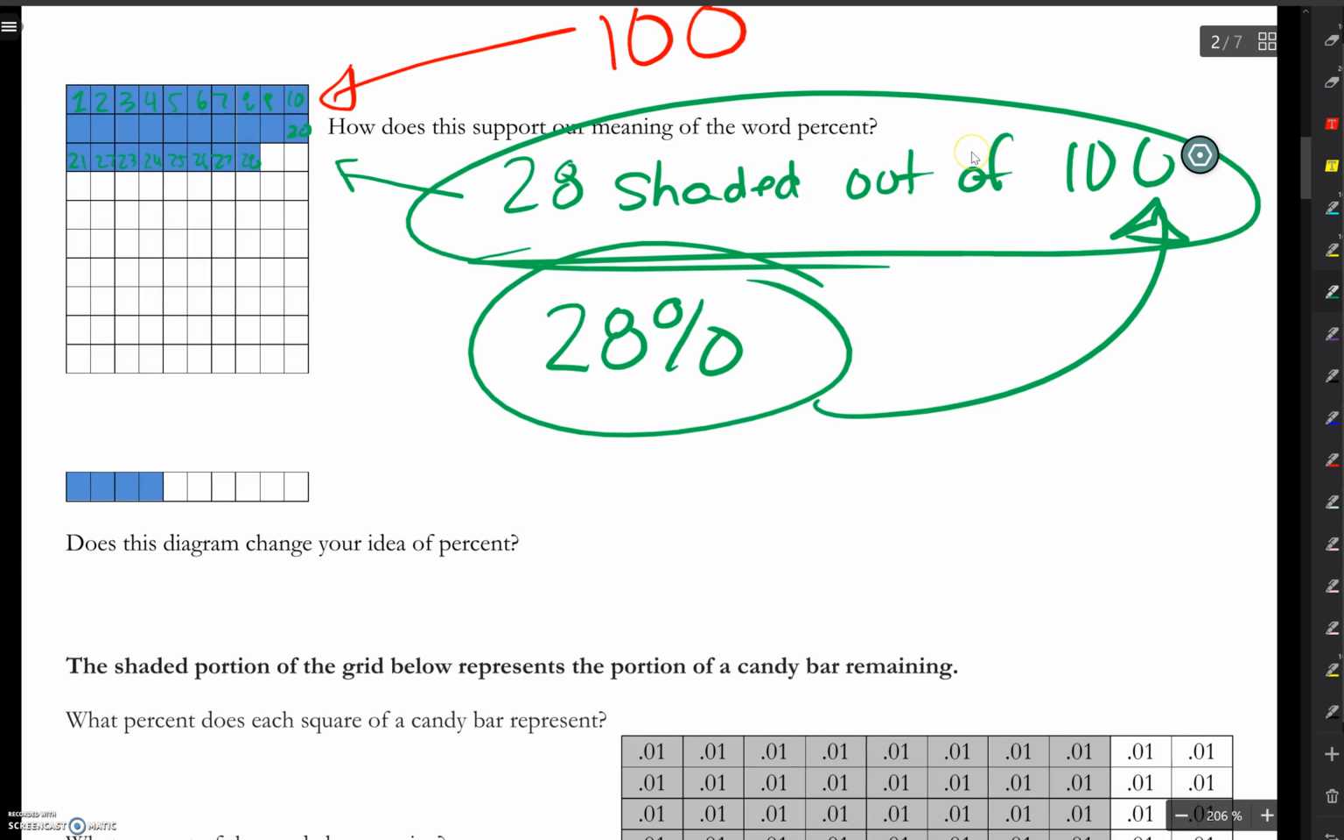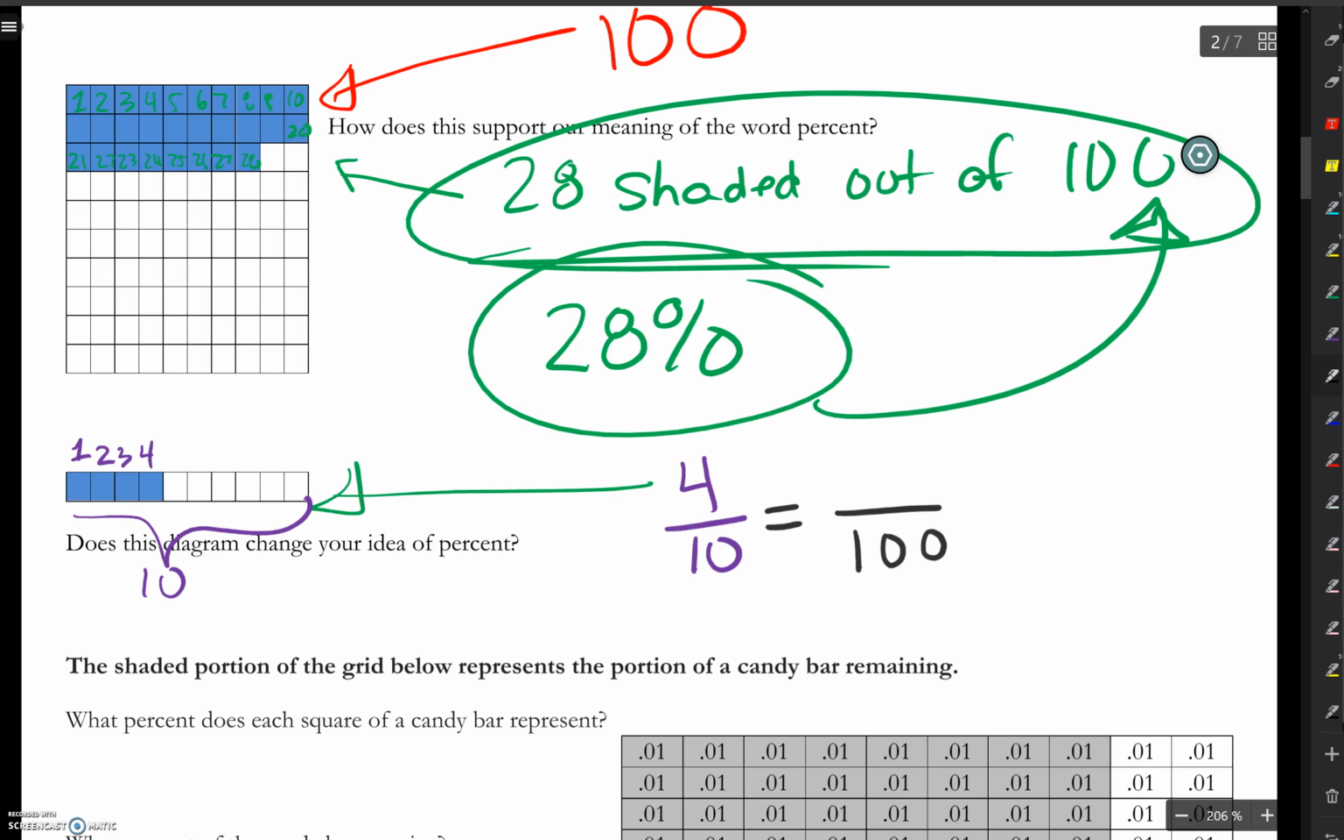Now this one over here, how does this diagram change your idea of a percent? This one's a little tricky because how many do I have shaded? I have 1, 2, 3, 4 shaded out of how many total? I have 10 total. So it would be 4 out of 10. Well, that's not a percent, but I could convert it to a percent. I could convert it by multiplying times 10, and so this means it would equal 40 over 100, which is 40%.